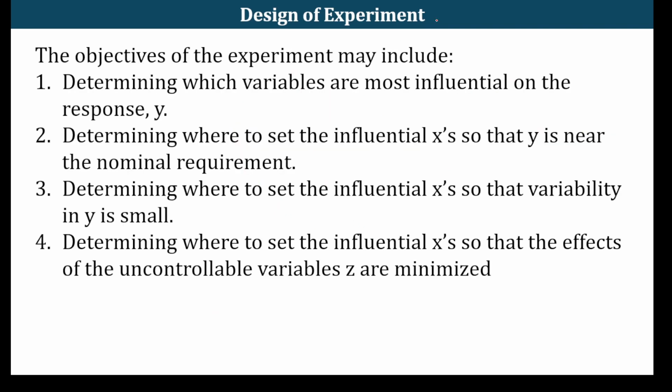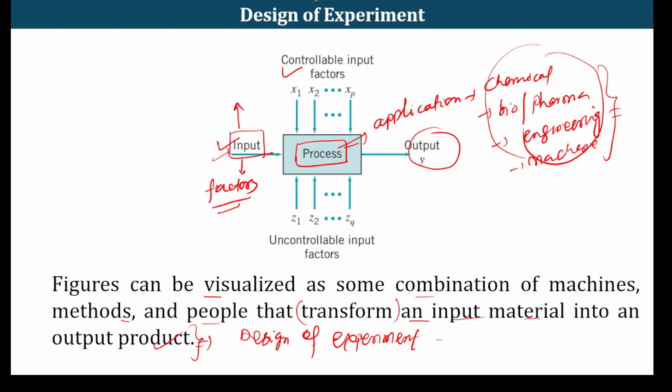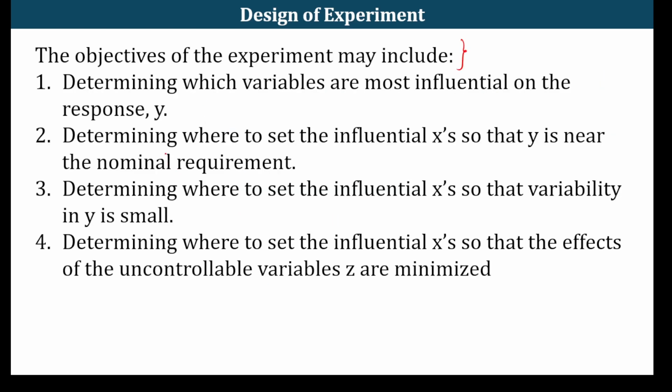The objective of the experiment may include determining which variables are the most influential on the response Y. Let's say we have an X factor and a Z factor. Which factor, whether controllable or uncontrollable, is going to influence Y more? Then, determining where to set the influential X so that Y is near the nominal requirement, meaning what level X should be at so that we can get the optimized output.